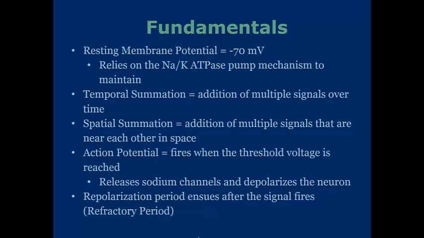Summation. Action potentials are what happens when the threshold voltage is reached. Once this threshold voltage is reached, the neuron will fire, and there's no stopping it. After the action potential, the repolarization period occurs. This is when the neuron resets its resting membrane potential. This is called the refractory period.